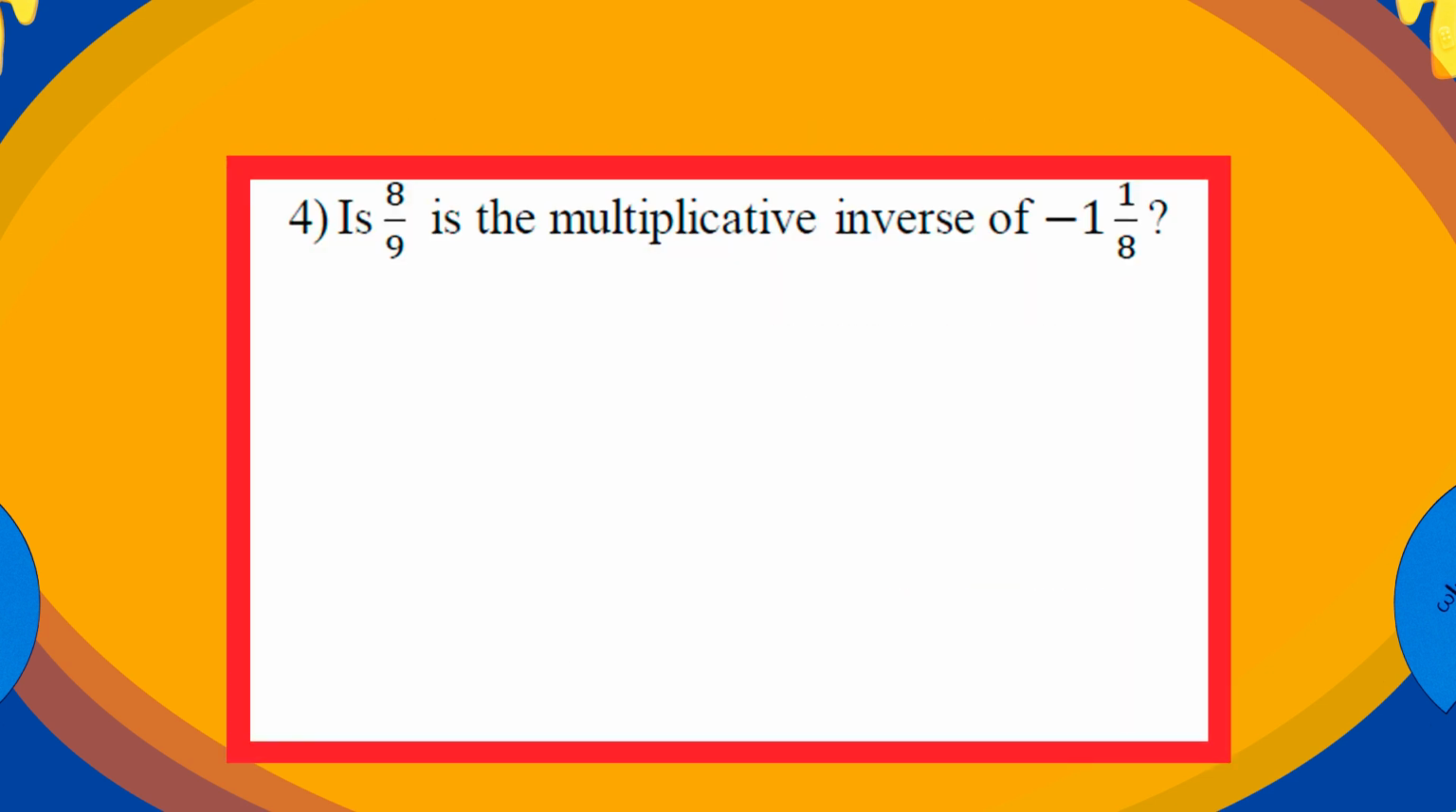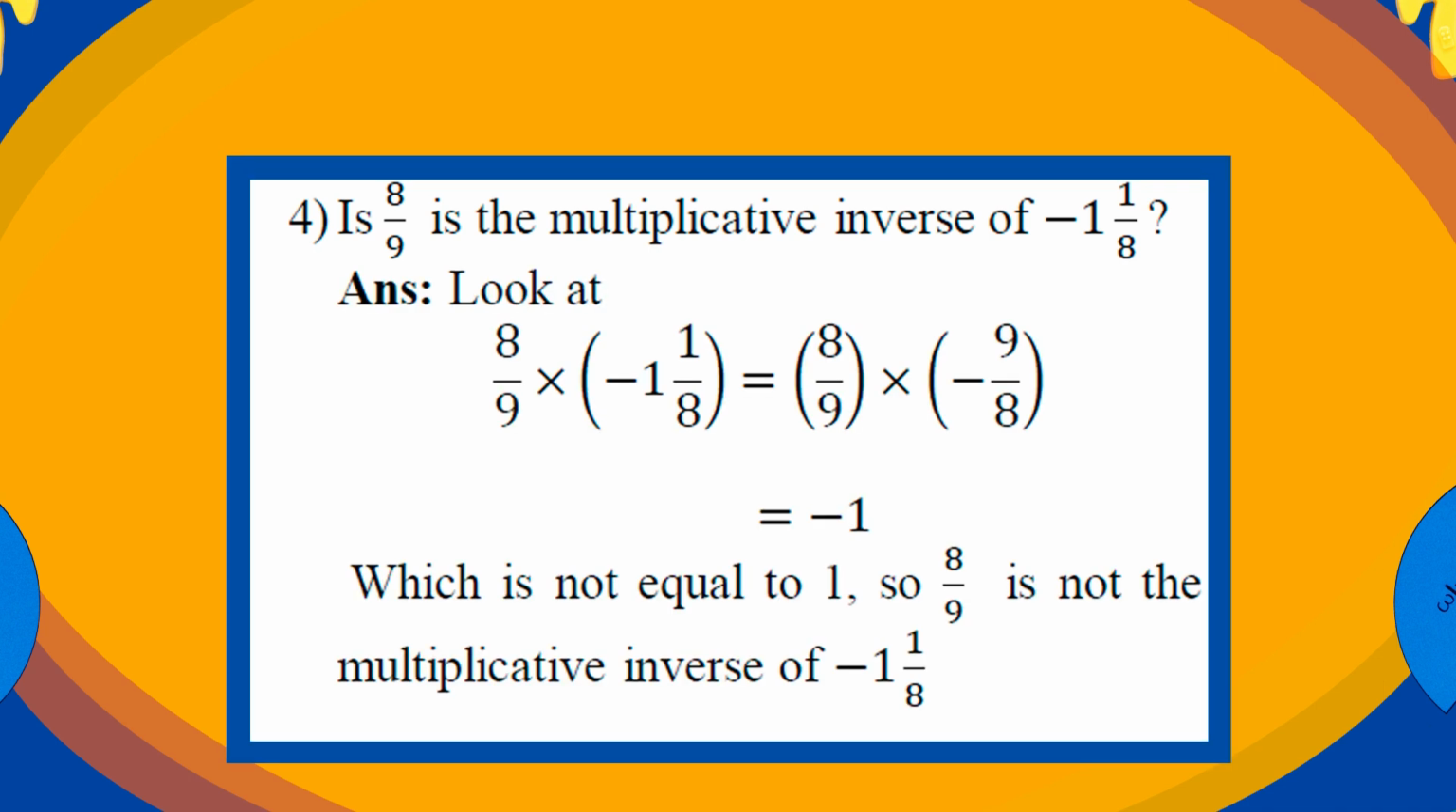Question number 4, is 8 by 9 the multiplicative inverse of minus 1 1/8? Very interesting. Look at the answer. Look at 8 by 9 into minus 1 1/8 is equal to 8 by 9 into minus 9 by 8, that gives minus 1, which is not equal to 1. Therefore, 8 by 9 cannot be the multiplicative inverse of minus 1 1/8.